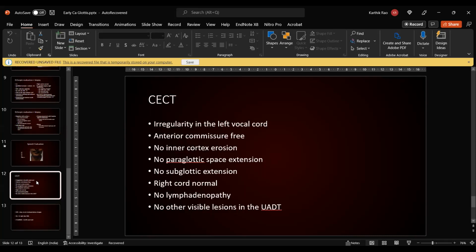Do you have any idea about data comparing open partial laryngeal surgeries versus laser versus RT? Ma'am, I'll have to revise that once more. Prashant?